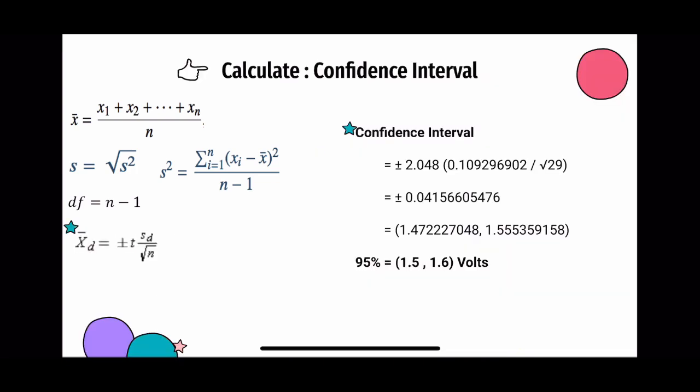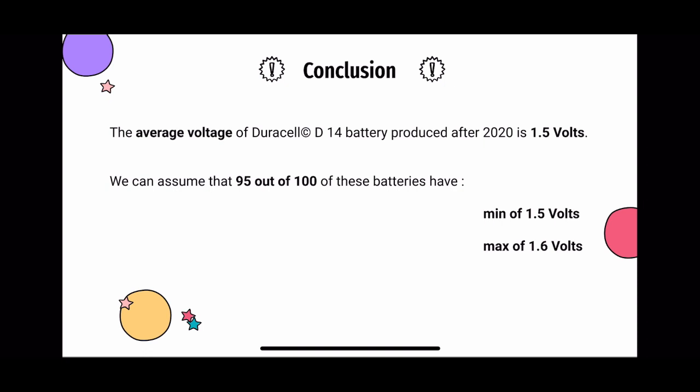The next step was to plug my calculated values into the confidence interval formula to find the range of 1.5 to 1.6 volts. In all, according to the sample data, the average voltage of a Duracell D14 battery produced after 2020 is 1.5 volts. From a 95% confidence interval, we can assume that 95 out of 100 representative batteries have a minimum voltage of 1.5 volts and a maximum of 1.6 volts.